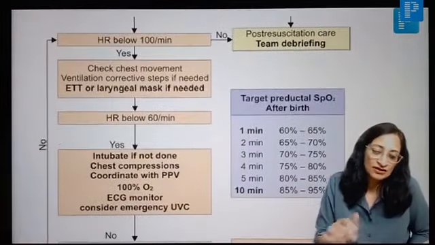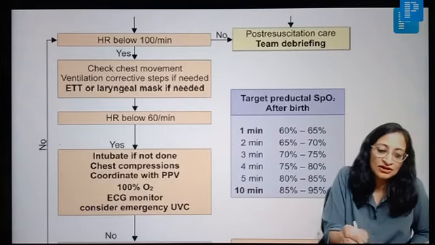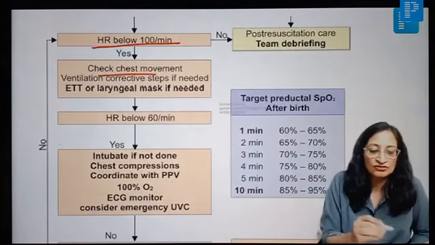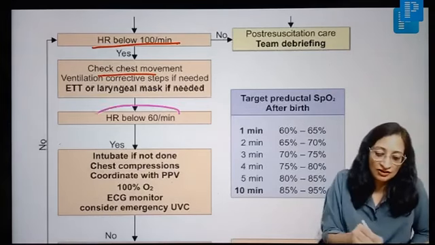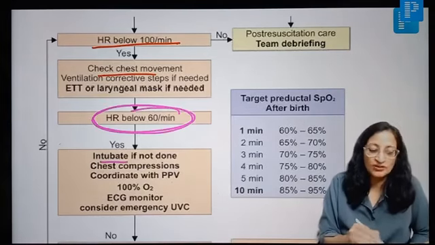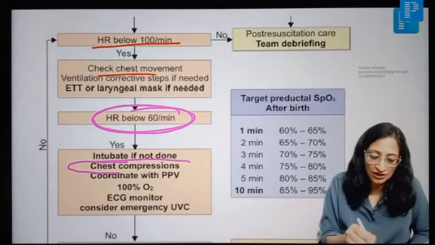Now you can see, again we keep on monitoring the heart rate. If the heart rate is still below 100 per minute, again you see whether your bag and mask ventilation or positive pressure ventilation is happening properly or not. But if the heart rate is below 60 per minute, what do you do? Intubate if not already done, and start chest compressions.